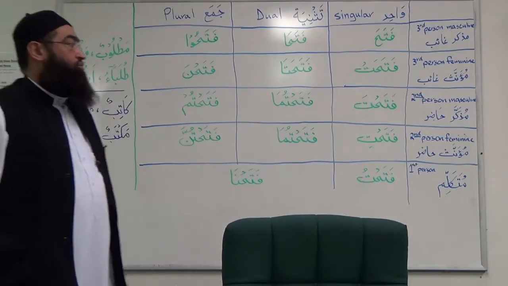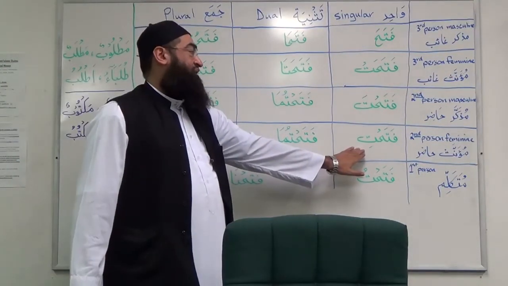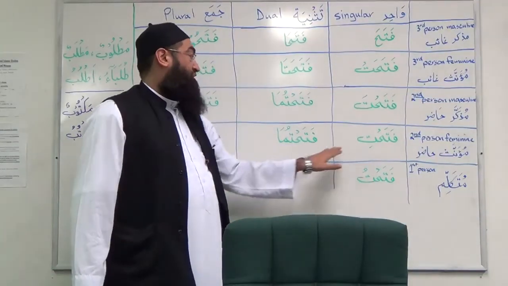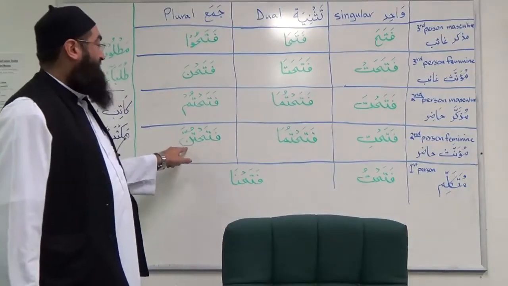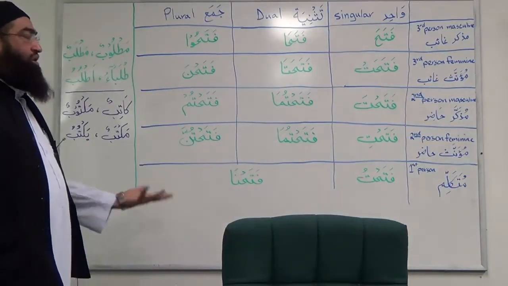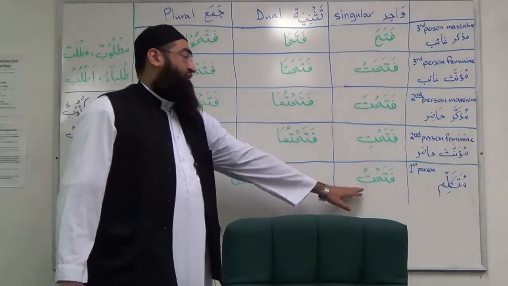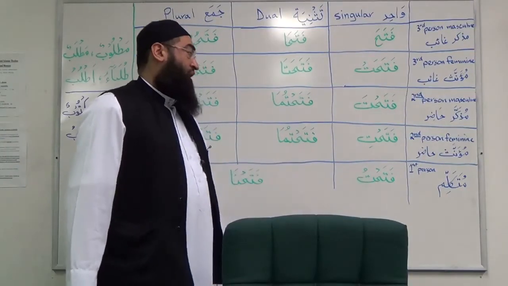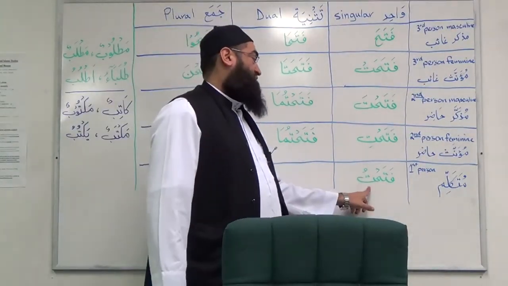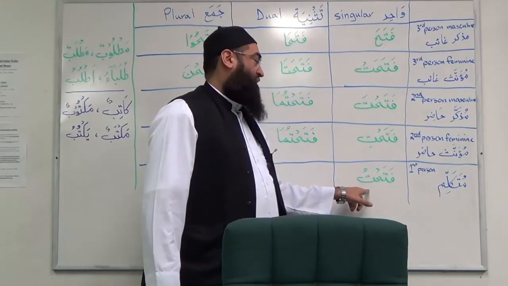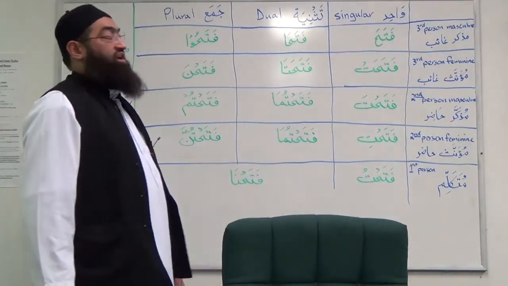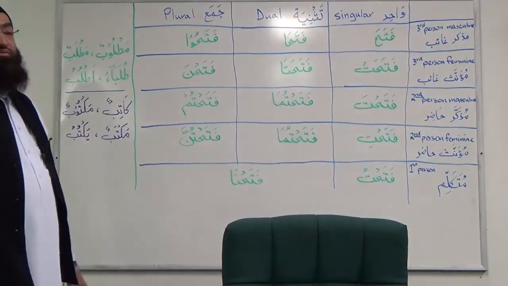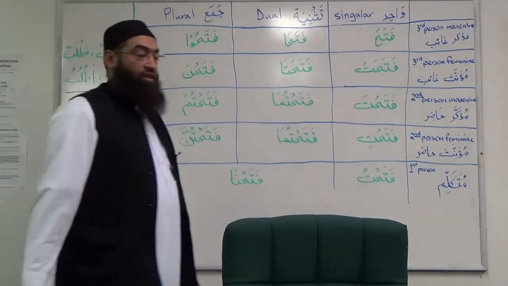Fatahtum. You, one woman, you, one lady, open the door. Fatahti. Fatahtuma, you two ladies, open the door. Fatahtunna, adding a tunna at the end, makes it all of you ladies. Adding a ta madhmuma at the end, ta with a dhamma on it, becomes fatahtu, I opened it. And fatahna, adding a na at the end, becomes we opened it.